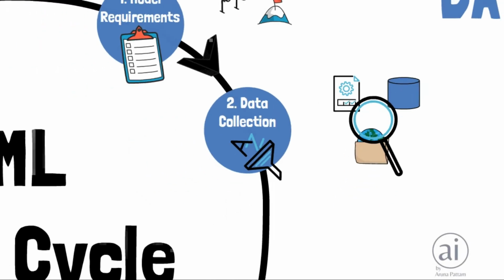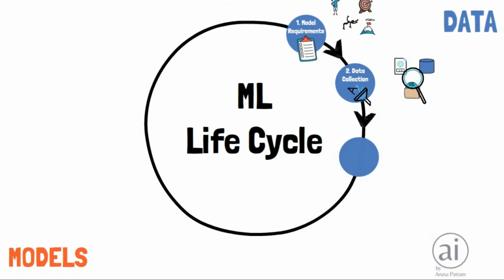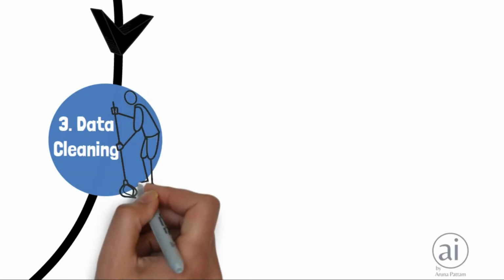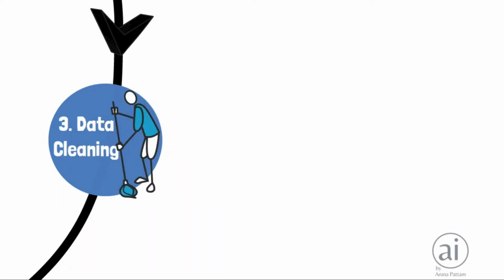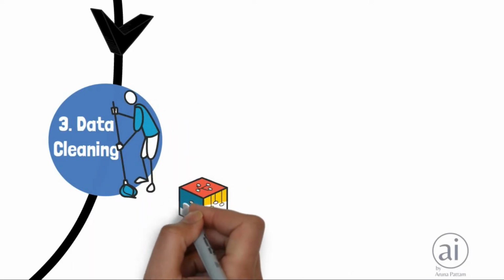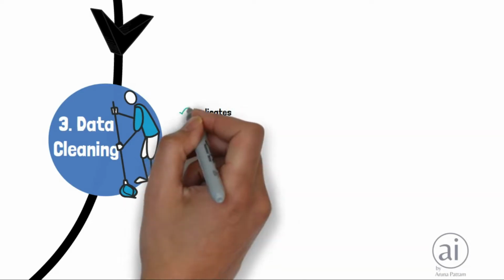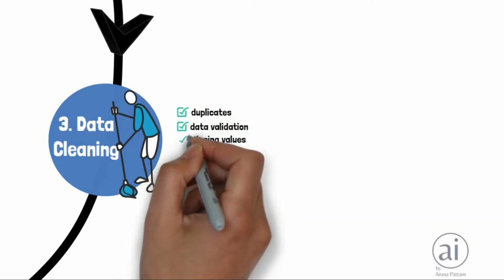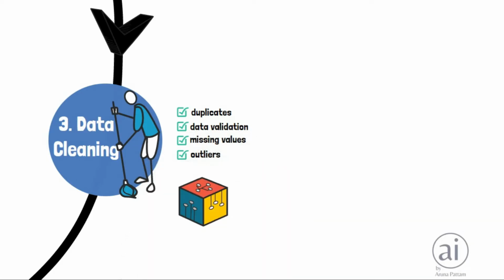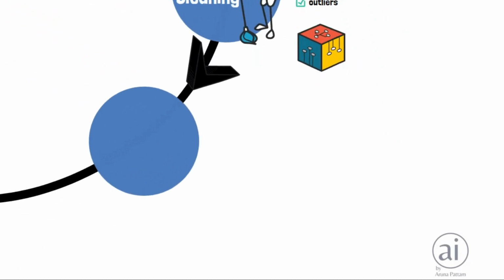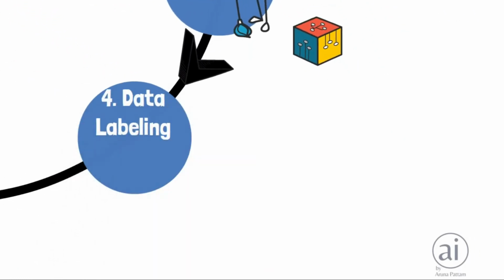Once we have collected the data, we need to perform data cleaning. This involves data wrangling to clean and convert the data to make it more suitable for modeling. As part of the data cleaning process, we need to address duplicates, data validity, missing values, outliers, and so on and so forth.